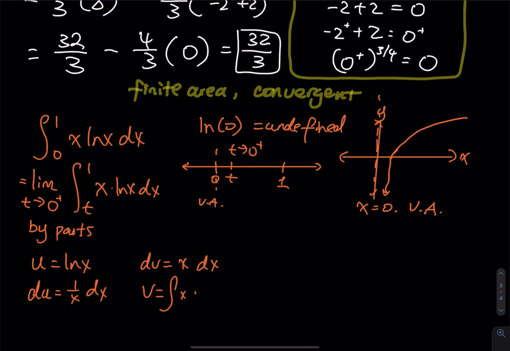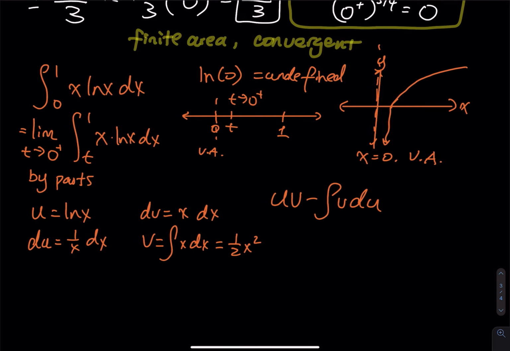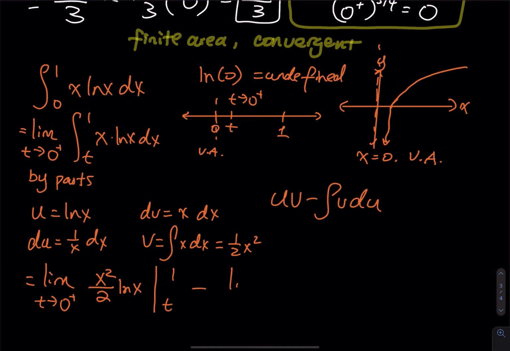So you have the integral of x dx equals 1/2 x squared. And then you do uv minus the integral of v du. So you have the limit as t approaches 0 from the right of uv, that is x squared over 2 times ln x, such that x goes from t to 1, and then minus the integral of v du. Don't forget about the limit. The integral of v du, that is 1/2 x squared, that is v, and then du is 1 over x dx. And then from where to where? From t to 1.